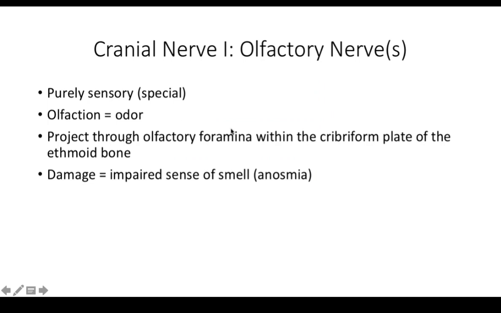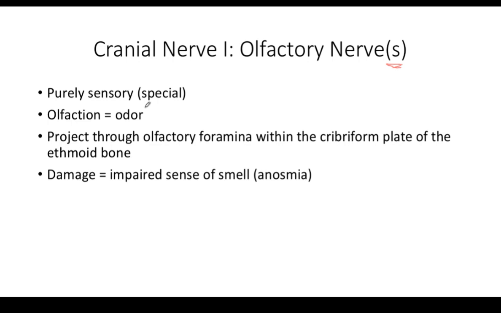All right, and let's just dive in and start talking about them. Cranial nerve number 1, the olfactory nerve. But olfactory, remember, that's just the fancy term for smell. Olfactory, the olfactory nerve, you'll see why I have this S here in a moment. But the olfactory nerves, these are purely sensory in nature, and these deal with smell.